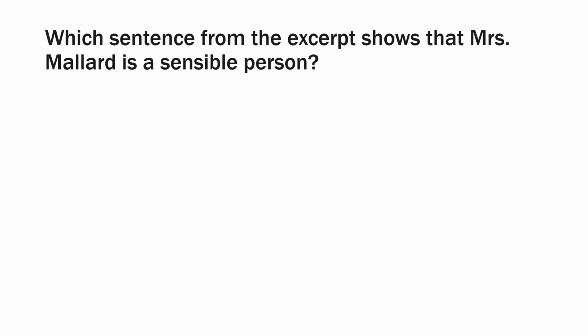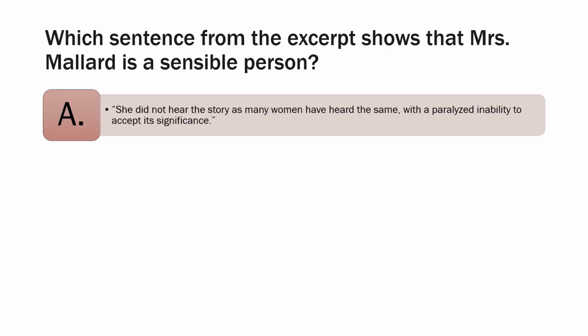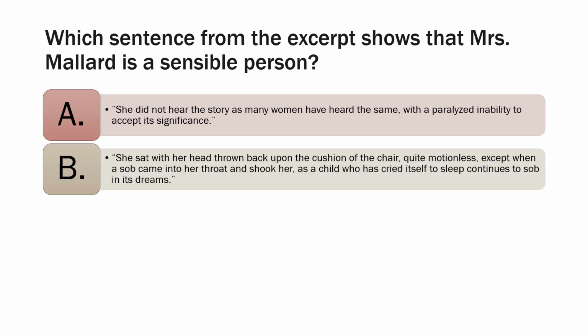The first question is, which sentence from the excerpt shows that Mrs. Mallard is a sensible person? The possible answer choices are A. She did not hear the story as many women have heard the same, with a paralyzed inability to accept its significance. B. She sat with her head thrown back upon the cushion of the chair, quite motionless, except when a sob came into her throat and shook her, as a child who has cried itself to sleep continues to sob in its dreams.